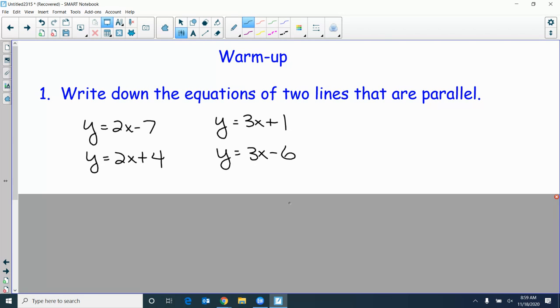Okay, you just need to make sure that the slope, which is the number in front of the x, is the same. And make sure that the number we're adding or subtracting is different. That is it, Christian. Did you get that one right? Yes. So then there's a million different answers.